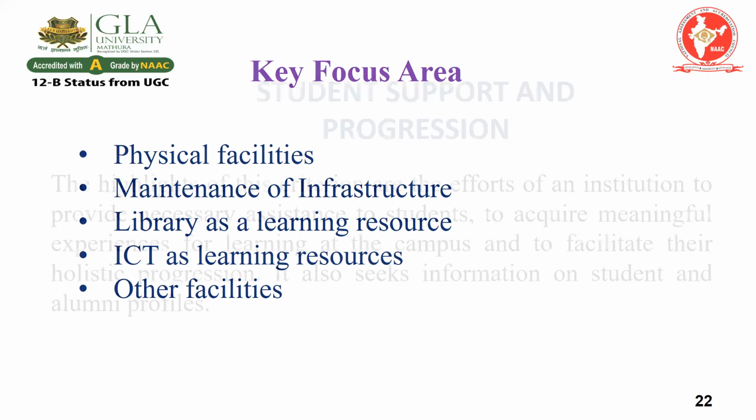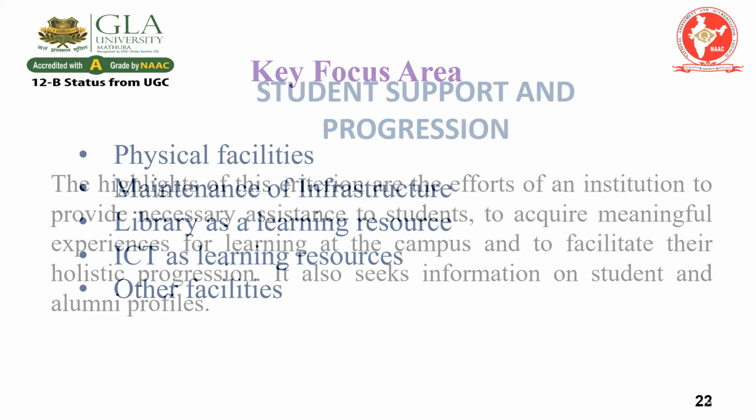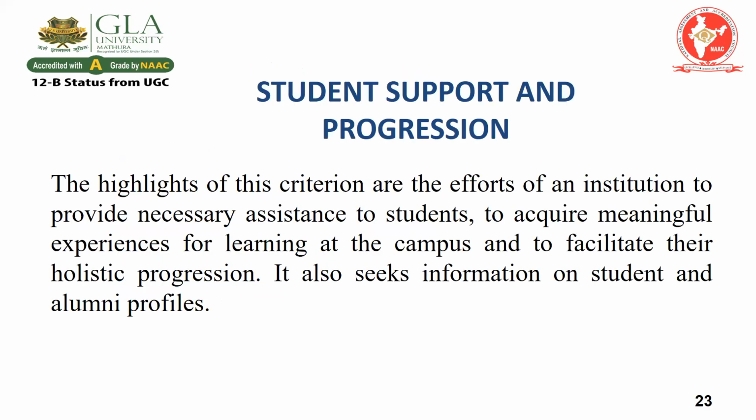Criteria number 5 includes student support and progression. The highlight of this criteria is the effort of an institution to provide necessary assistance to students to acquire meaningful learning experience on the campus and to facilitate their holistic progression. It also seeks information on student and alumni profiles.